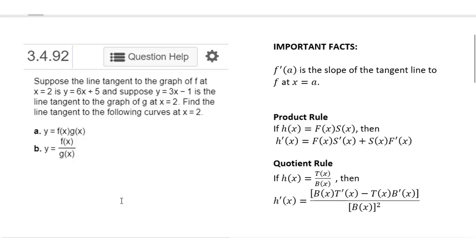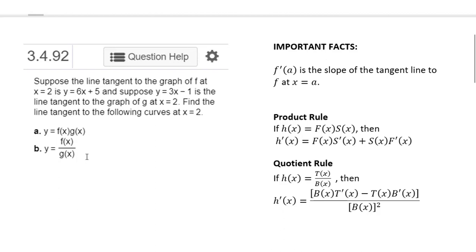In this video, we're going to answer the following question. Suppose that the line tangent to the graph of f at x equals 2 is y equals 6x plus 5, and suppose that y equals 3x minus 1 is the line tangent to the graph of a function g at x equals 2. Find the line tangent to the following curves at x equals 2. In A, the curve is the product of f and g, and in B, the curve is the quotient f over g.